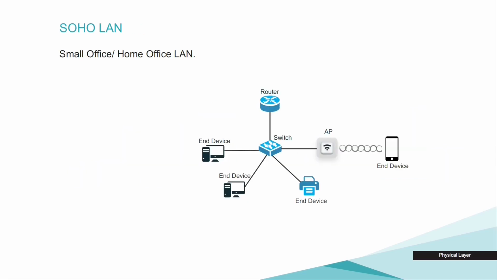For CCNA, we will learn about two types of LAN. The first type is something called SOHO LAN. SOHO stands for Small Office Home Office LAN. And when we describe SOHO, we are talking about a very small network. Could be one router, one switch, or one router, two switches, and multiple users.